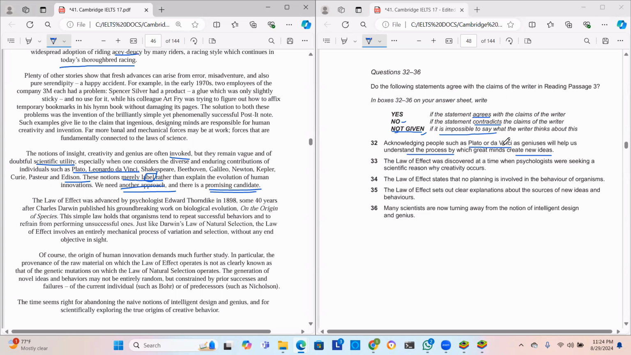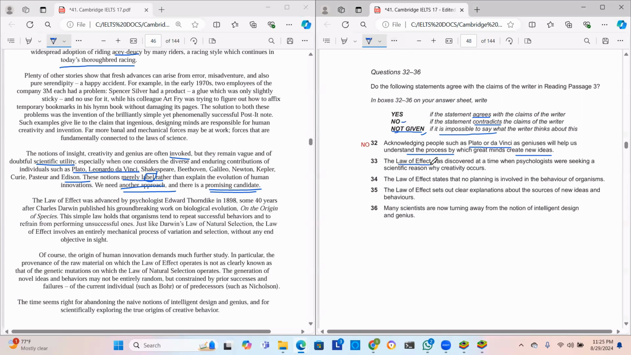So this approach is not helpful to understand the process, right? Acknowledging people such as these as geniuses will help us understand the process. No, it will not help us. It will only merely label rather than explain the evolution of human innovation. So I think 32 is no, right? Because it is completely opposite in meaning. Let me write it here. It is completely opposite in meaning, so the answer is clearly no. So let's read the next one.